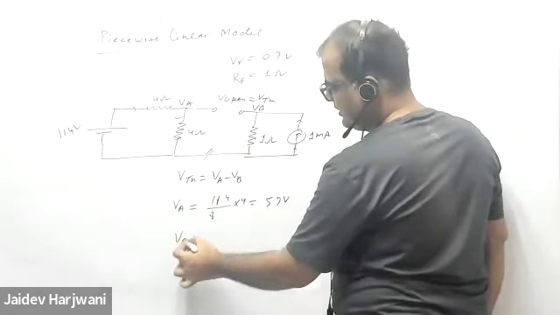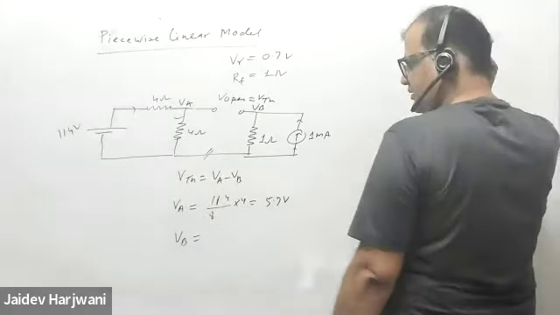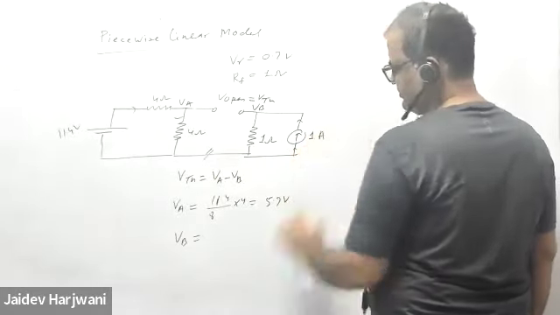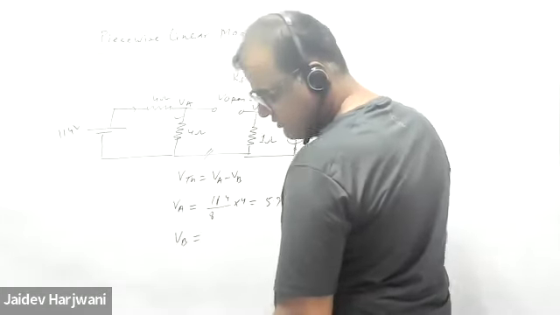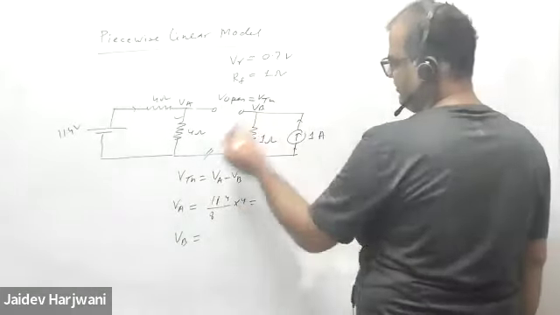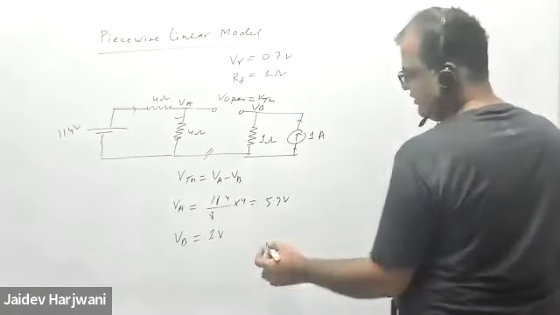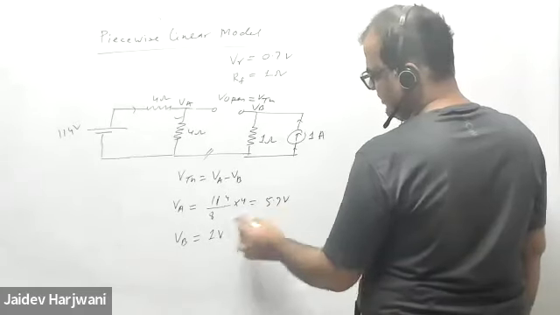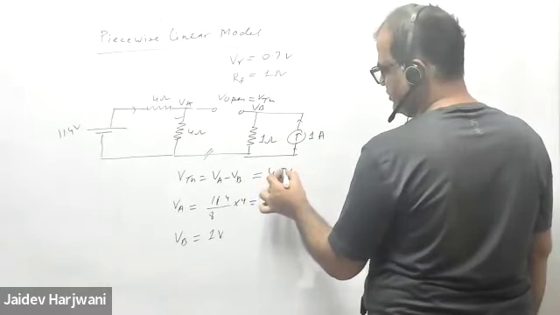Similarly, what is VB? Sorry, you can make it 1 ampere. It's not kilo, 1 ampere. The current was milliampere. Now this will become 1 volt. Okay. So my VThevenin becomes 5.7 minus 1. That will become 4.7 volt.